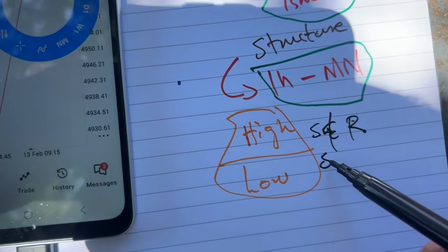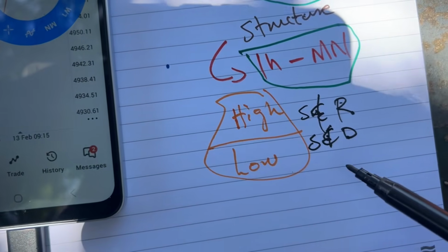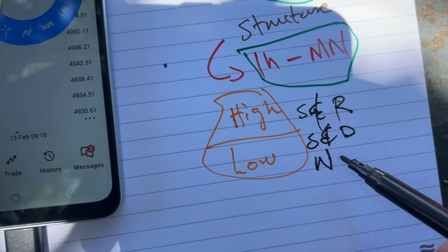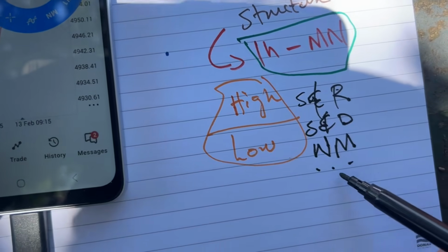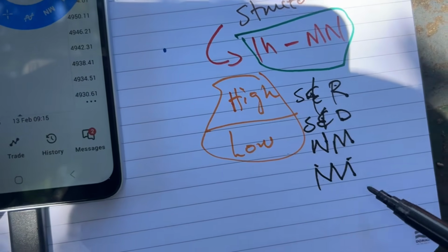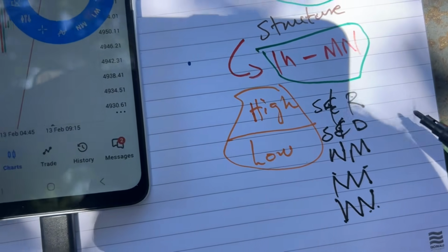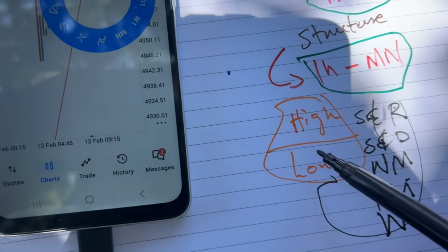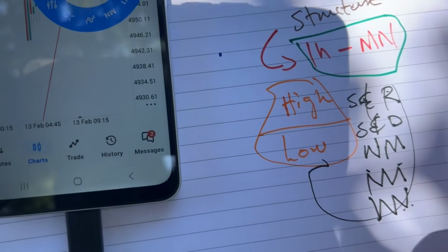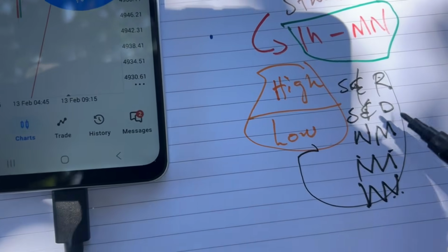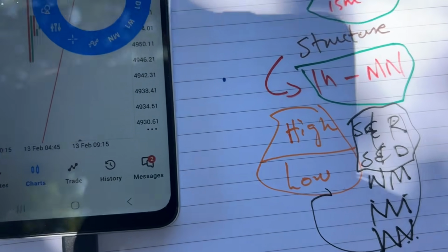All right. Some use supply and demand. Some use chart patterns such as the M's and the W's. Some use chart patterns such as the double top. Some use double bottom. So it's almost the same thing. We identify the highs and lows using different things, but almost the same because of how we look at the chart. But the most accurate ones are supply, demand, support, and resistance.